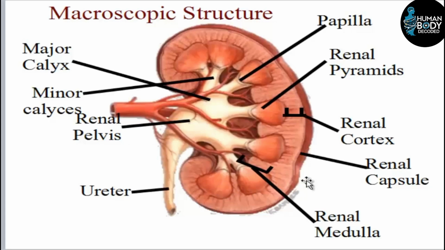The outer region you see, the brown part, is called the cortex, and the inner region is called the medulla. After that, these cone-shaped structures you see are called renal pyramids. All of these pyramids contain nephrons. Then, these pyramids come together in a structure called the renal pelvis. The renal pelvis is connected to a tube, which we call the ureter.